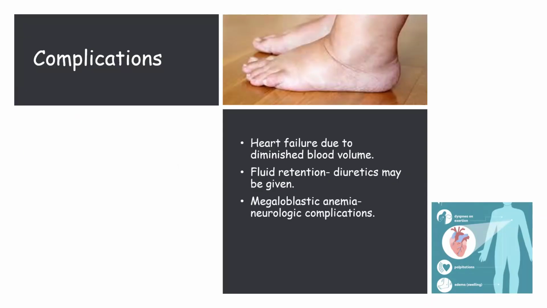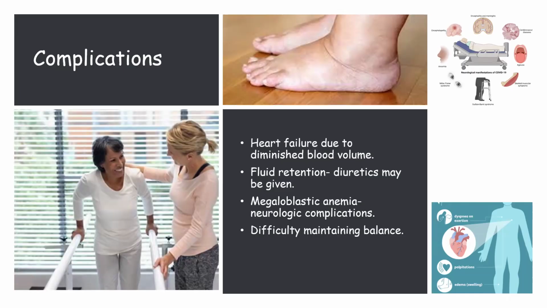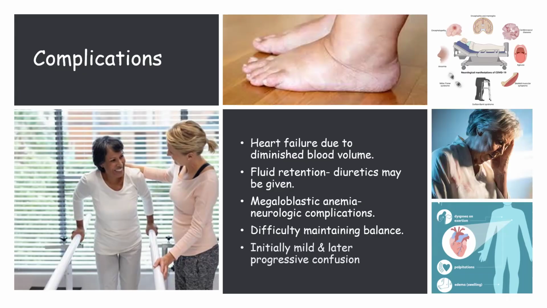Megaloblastic anemia may cause neurologic complications. Therefore, a neurologic assessment should be performed for patients with known or suspected megaloblastic anemia. Difficulty maintaining balance is also common, so patient's relatives should be advised not to leave the patient unattended. In severe anemia, initially mild and gradually progressive confusion may develop, so patients should be watched over carefully.